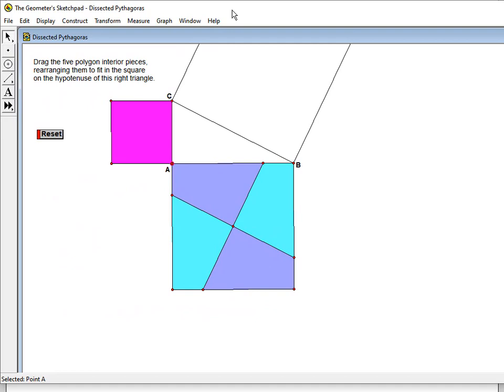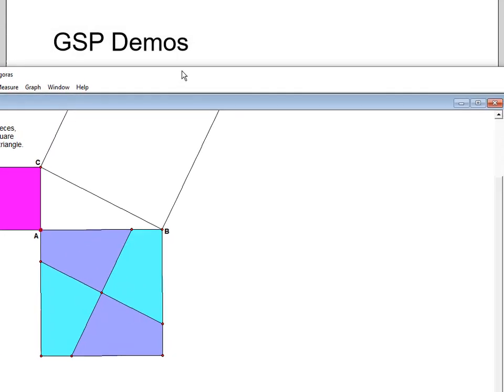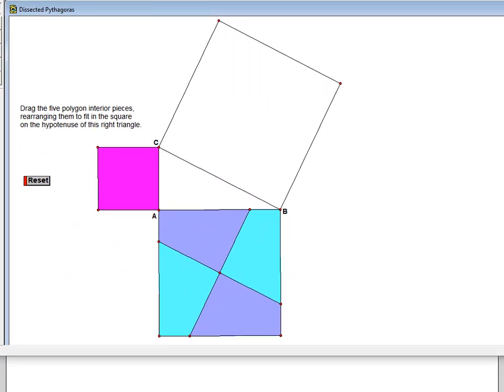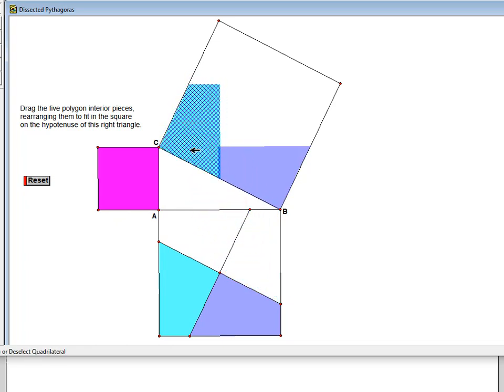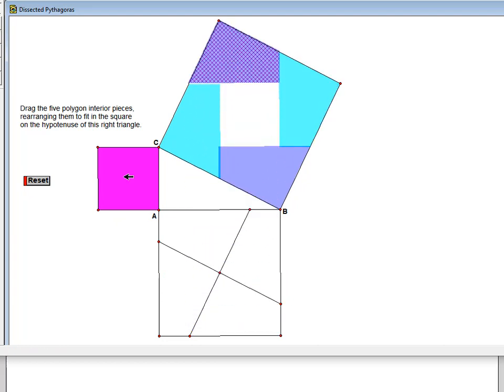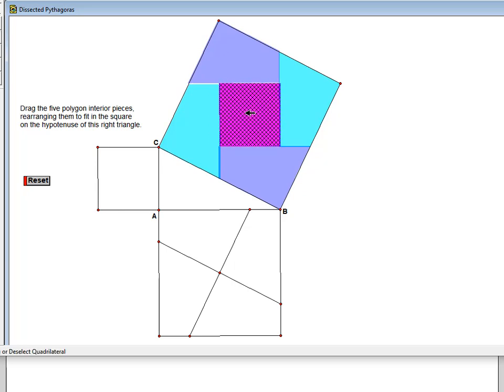Okay, so now this one is a fun one. Let me get my window a little smaller here. I'll move this up at the very least, and put that in the recording area. Now this one is drag the 5 polygon pieces. You can see that I have a purple area and this light blue colored area, and those represent the areas of the legs. If those areas of the legs fit inside the area of the hypotenuse, we've proven our point. So we can take these pieces and drag them up, put them in the correct locations, and you should be able to see that the area of these two combined pieces makes the area of that hypotenuse.